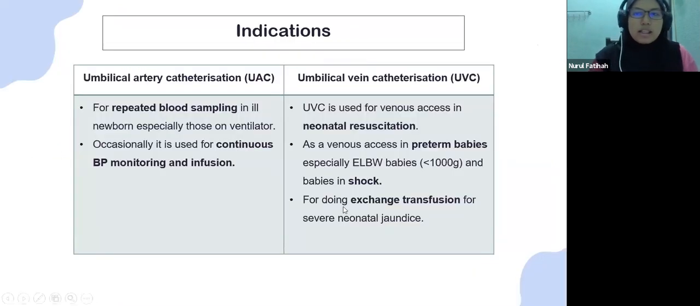Okay, so indications for this catheter. For UAC, umbilical artery catheterization, it is indicated for frequent measurement of arterial blood gases or continuous blood pressure monitoring and also continuous infusion. As compared to that, umbilical vein catheterization is indicated for emergency venous access, such as in neonatal resuscitation, or preterm babies, especially extremely low birth weight, because they require long-term parenteral nutrition, and also babies in shock because their peripheral vessels are vasoconstricted. UVC also is indicated for certain management such as exchange transfusion in case of severe neonatal jaundice.